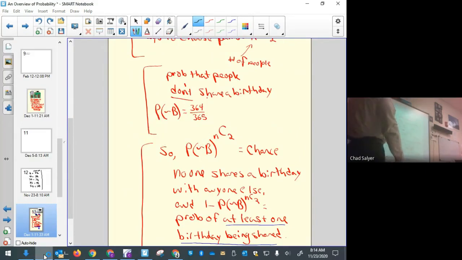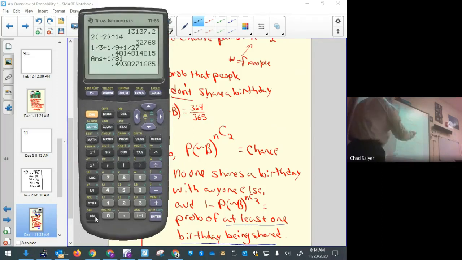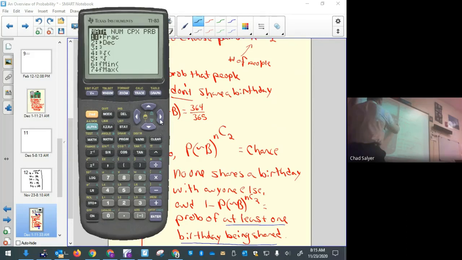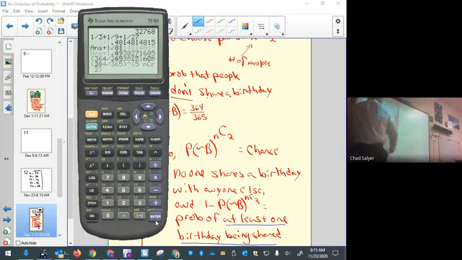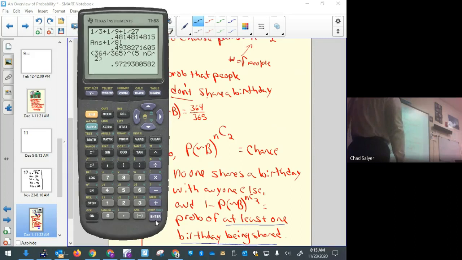Let's use our calculator to find the exact values for those things we guessed at a moment ago. So 364 divided by 365 to the power of, that's where it gets funky. The first one I said was 5. That's how you put 5 choose 2 in your calculator, use that nCr function. So that one is about 97% that nobody shares a birthday.